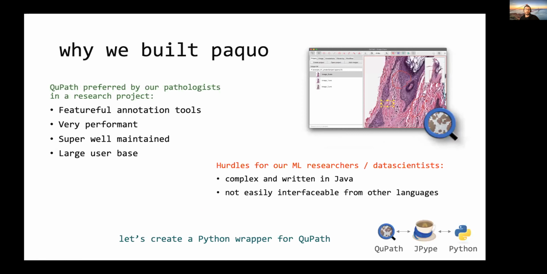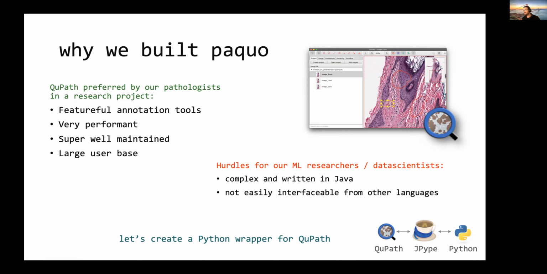Okay, so a question might be, why did we build Paquo? When I started, there was a research project going on with pathologists that evaluated different annotation tools. They picked Qupath because it had the most featureful set of annotation tools. It's very performant, it's super well maintained, and it has a large user base. And also the user support is incredible on Image.sc by Pete Bankhead.